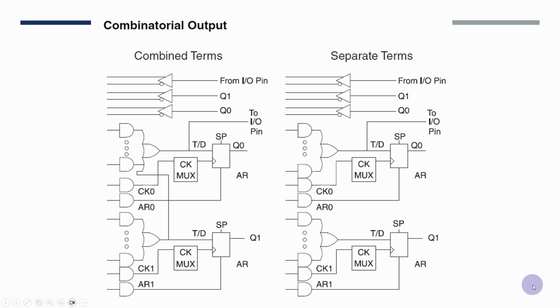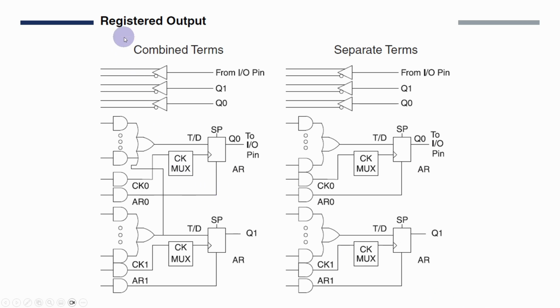And then if we're using the registered mode itself, you'll see here that in this combinatorial output, the output to the I/O pin is actually coming from here and from here, and the output from the register here can still be used to feed back into the rest of the PLD, but it isn't actually fed to the outside world. And then in the registered mode, in fact the Q0 is going to the I/O pin.